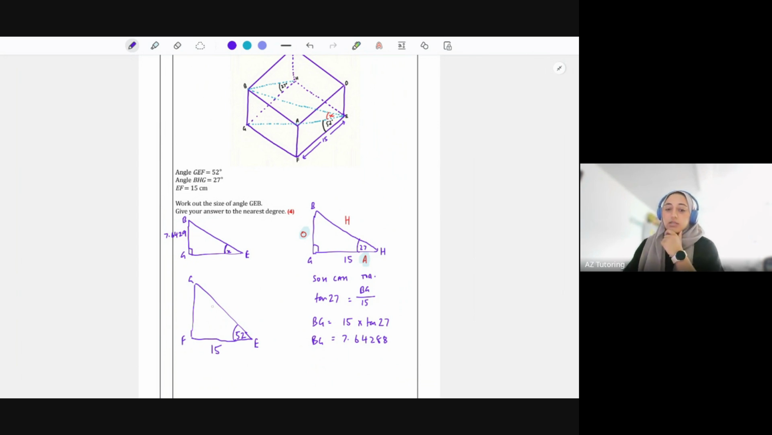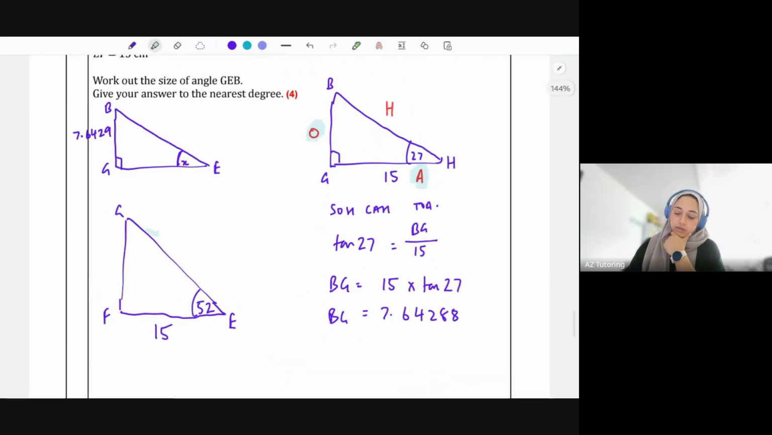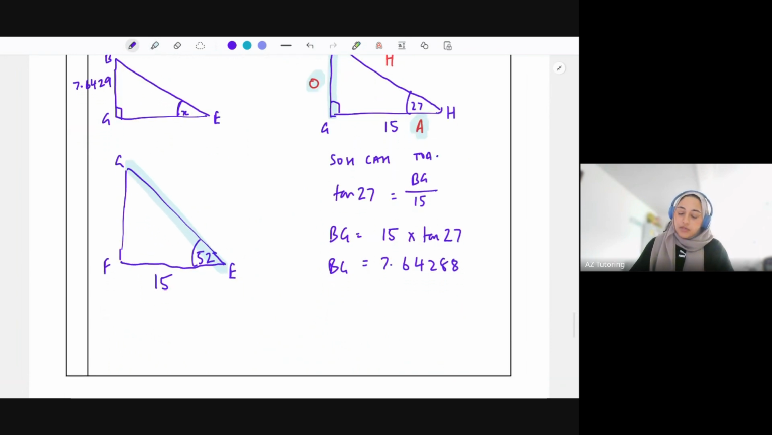Now, let's look at this bottom triangle compared to this triangle here. Well, what's the same? We've got GE here and we've got GE there. So I could work out GE on the bottom triangle, which will give me it on the top. So GE is the important length for me, just like BG was the important length there. Okay, so I can't use Pythagoras because I've only got one length, so it'll be SOHCAHTOA again. What's the length we care about? We care about GE.